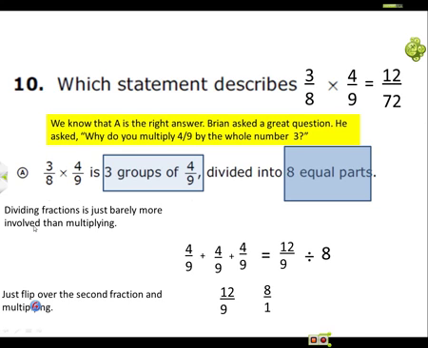Dividing fractions is just barely more involved than multiplying. So 3 times 4 is 12. Divide that by 8. Just flip over the second fraction and multiply. Oh, it's just multiplying. Ah, it's okay. I'll fix it. Look again. Do you guys get it?